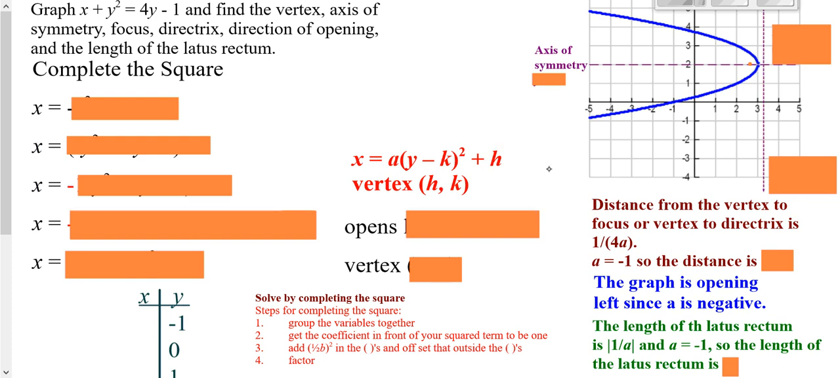So to go ahead and complete the square on this, we want to complete the square on the y's because the y has a squared. I'm going to get my y's on the same side.